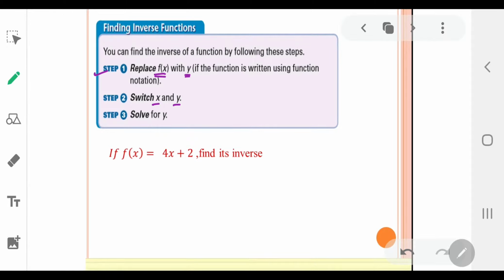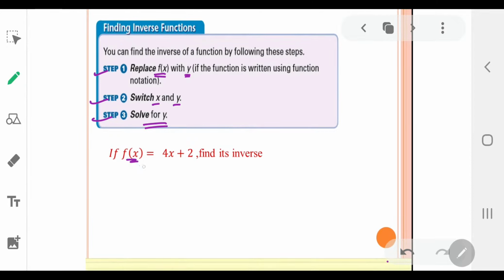If you recall our previous little activity, we started with a table and then we switched x values and y values, and we said that inverses are produced when we switch the domain and the range, which are the x and y values. And then the last step is to solve for y. Let's apply those 3 steps here to find the inverse of this given function.